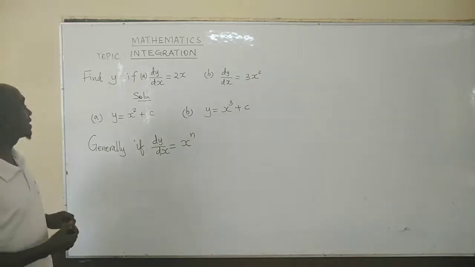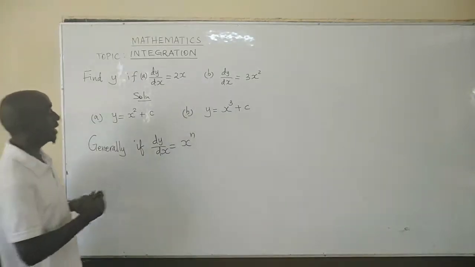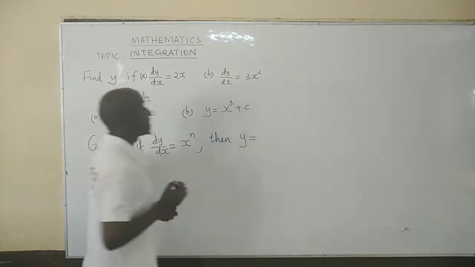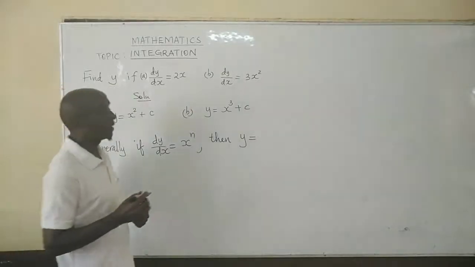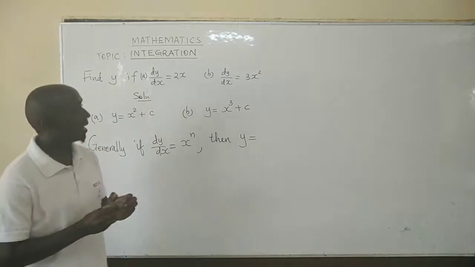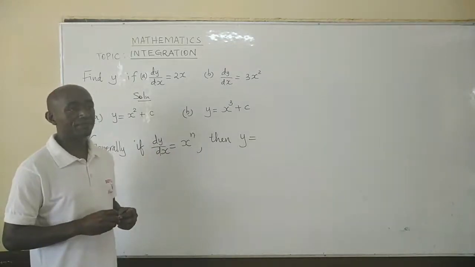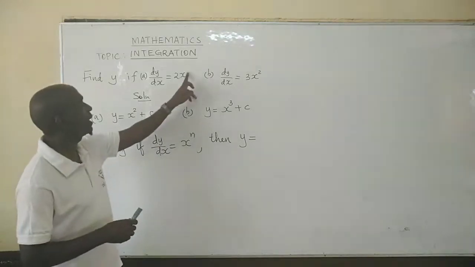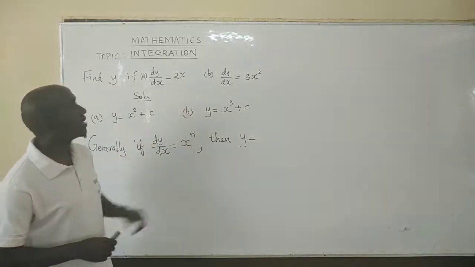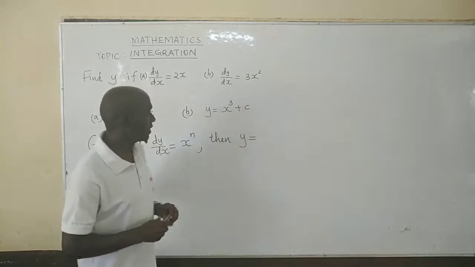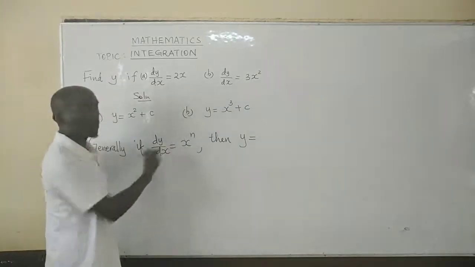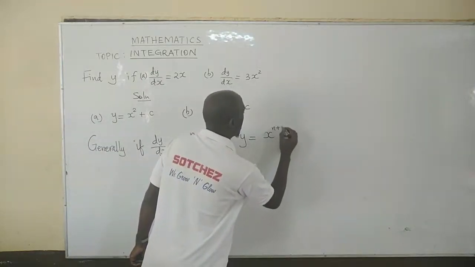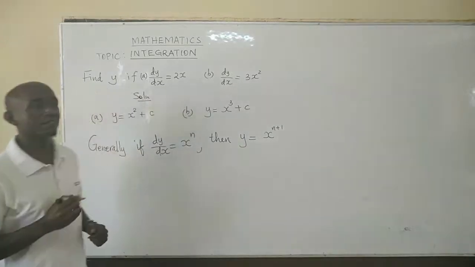So if dy/dx is x to the power n, then y will be... for differentiation, if you remember, the power reduces by 1. So for integration, it is the other way around. The power increases by 1. This was power 1, here we have power 2. This is power 2, here we have power 3. Therefore, if dy/dx is x to the power n, then y will be x to the power n plus 1. The power increases by 1.